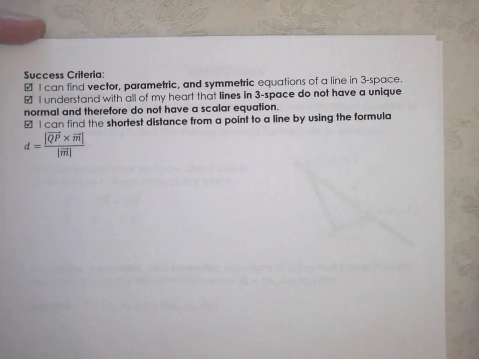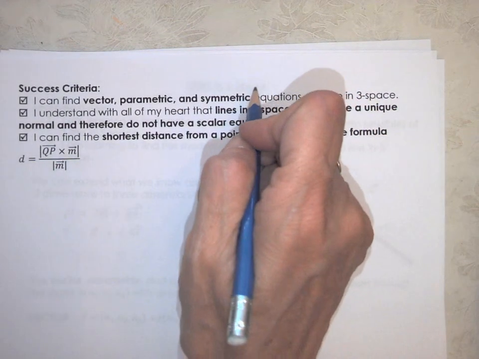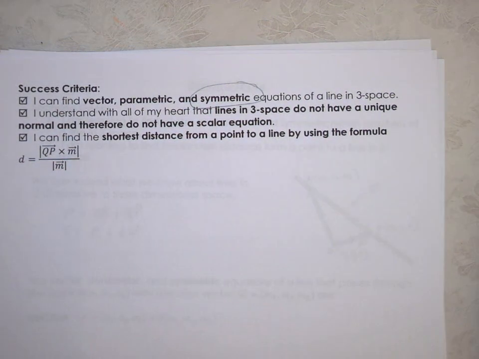So our success criteria are that we can find vector, parametric, and symmetric equations of a line in 3 space. Remember to be careful about when symmetric equations are given. Is it actually in symmetric form? Are x, y, and z first? Is there a semicolon? Is it for x, y, or z? Be careful with that. I understand with all my heart that lines in 3 space do not have a unique normal, and therefore they do not have a scalar equation. We'll talk about that more. But they do only have vector, parametric, and symmetric equations.